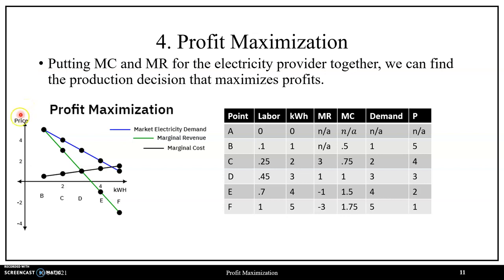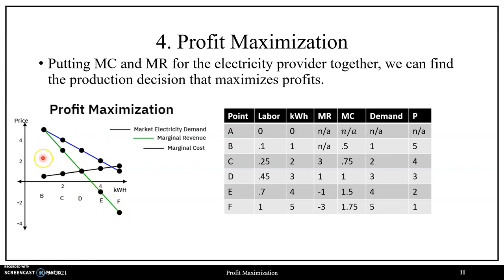So here we have our profit maximization process, in which price is on the vertical axis, quantity of electricity in kilowatt hours is on the horizontal axis. We have our upward sloping marginal cost curve in black, our downward sloping market demand curve for electricity in blue, and then we have our downward sloping marginal revenue curve in green that is below our market demand curve.